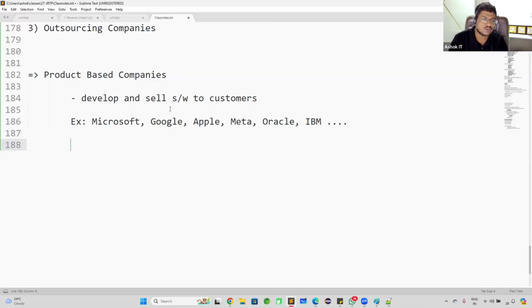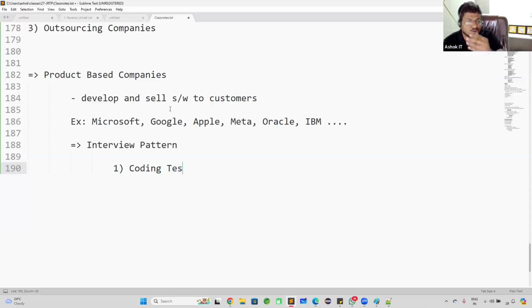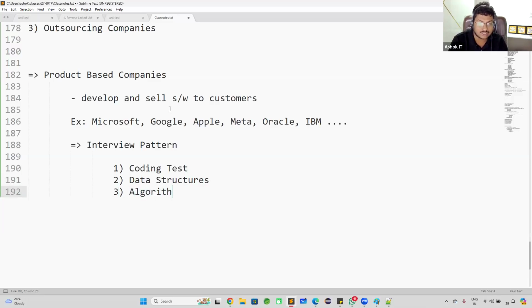Now, when you go for a product-based company interview, the pattern I can guess. They are going to focus mainly on a coding test. No theoretical questions in the product-based company. A coding test will be there for you. They will ask questions on data structures and on algorithms.